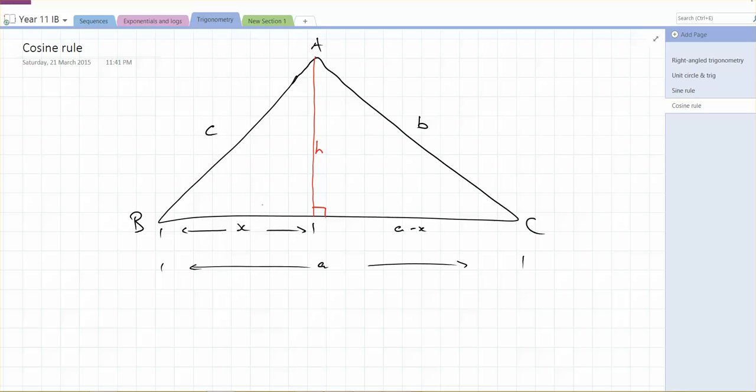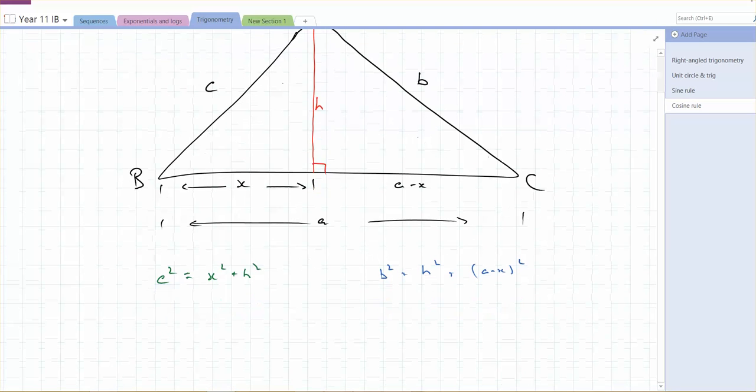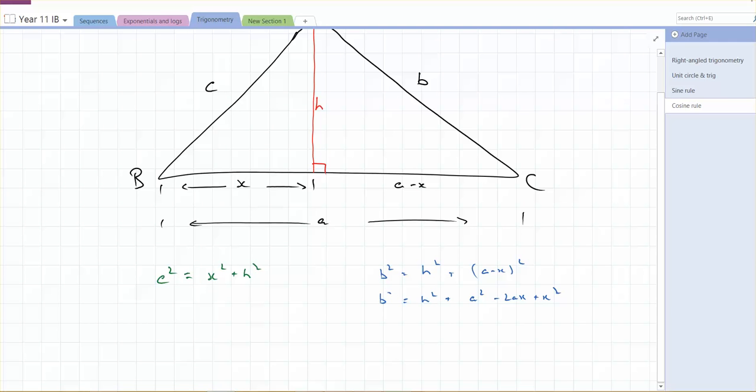With this left hand side here, c squared is very simply equal to x squared plus h squared. That's not groundbreaking. And over the other side here, we've got b squared equals h squared plus (a minus x) squared, which needs a little bit of work: h squared plus a squared minus 2ax plus x squared. So we've got b squared equal to that, and we've got c squared equal to this.